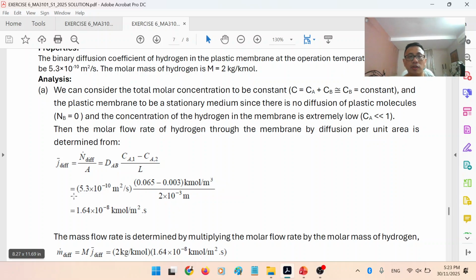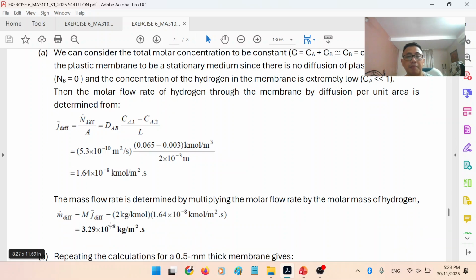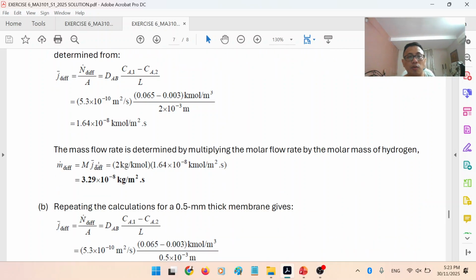the thickness, which is the travel distance. In this case we have the DAB value, the diffusion coefficient, which is 5.3 times 10 to the power negative 10 meters squared per second. The concentration difference over the thickness, we will get 1.64 times 10 to the power negative 8 kilomole per meter squared second. The mass flow rate is determined by multiplying the molar flow rate by the molar mass of hydrogen. So we get 3.29 times 10 to the power negative 10 kilogram per meter squared second.